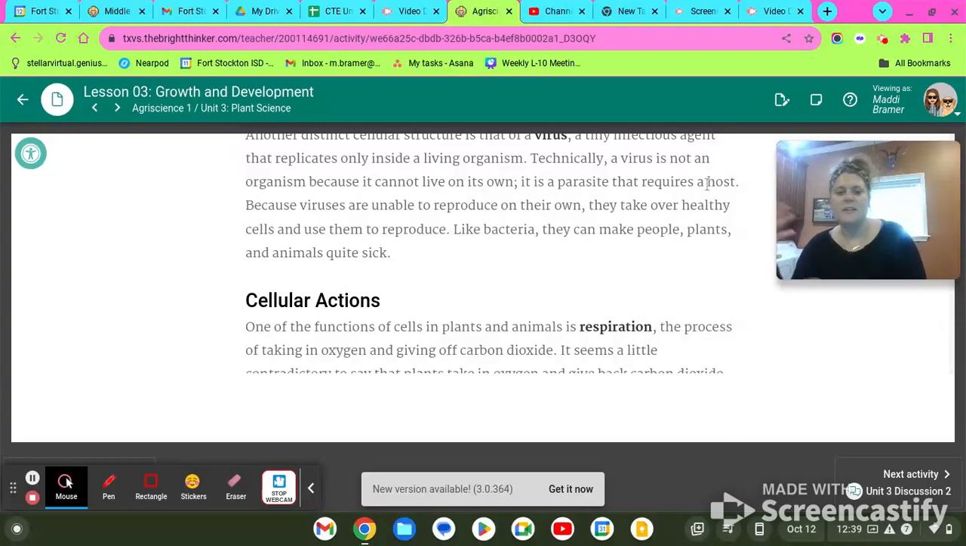So like the stomach virus, it's got to live inside of you to be able to reproduce. They're unable to reproduce on their own. They take over healthy cells and use them to reproduce. Like bacteria, they can make people, plants, and animals sick.